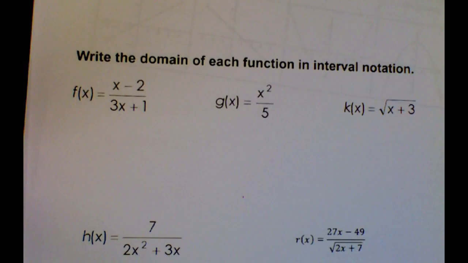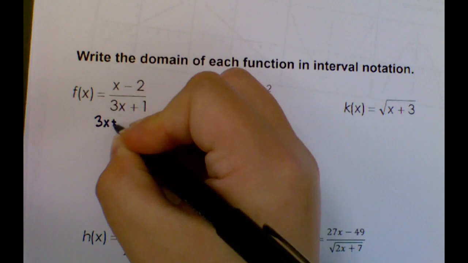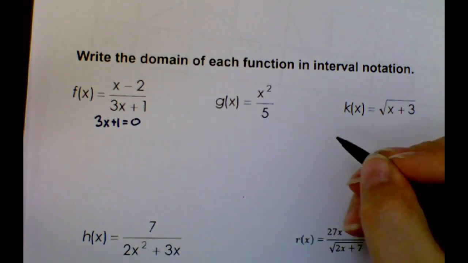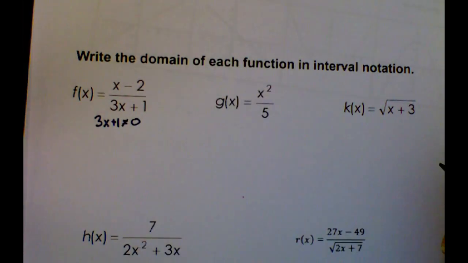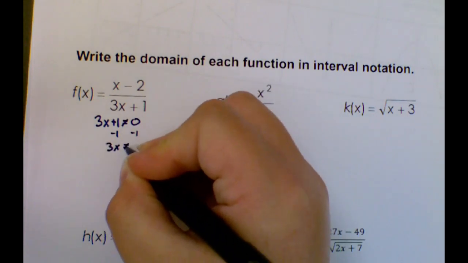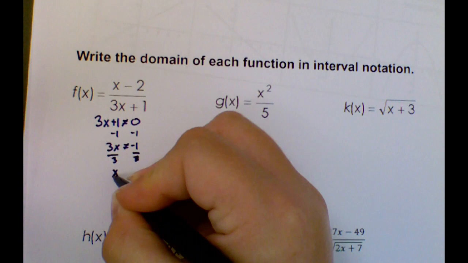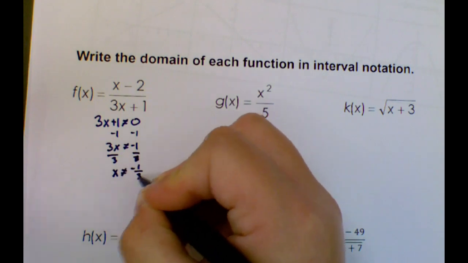So let's find our domains. First one, we have a fraction, which means the bottom can't be 0. So what makes 3x plus 1 equal to 0? I like to write doesn't equal because that's what it can't equal. Well, I subtract my 1. 3x can't equal negative 1. I divide by 3. x can't equal negative 1/3.